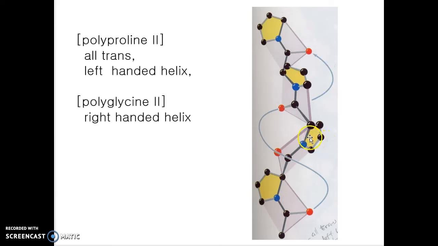These drawings show you polyproline 2. There is no hydrogen bond in the main chain. However, they could adopt the left-handed helix. Okay, polyglycine 2 also could make a right-handed helix.